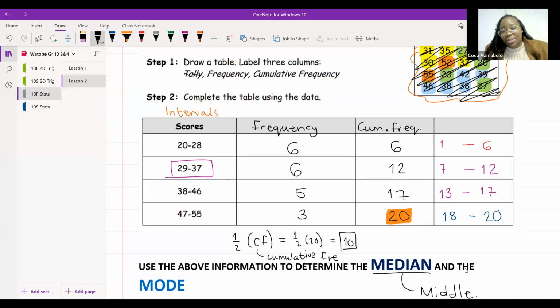Sorry, Tinswalo, sorry. Tinswalo thought it was common factor. No, my sweetie, it's not common factor, it's cumulative frequency.